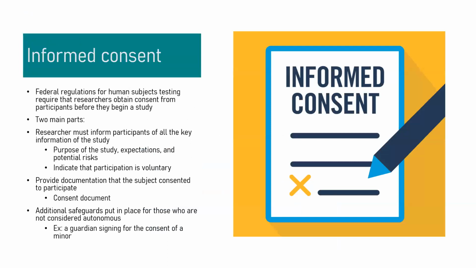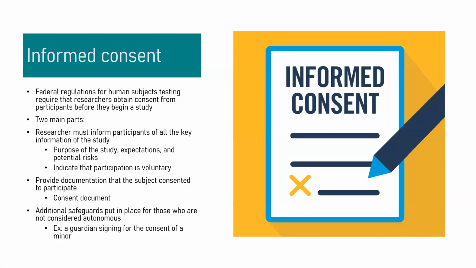And then, kind of going off of privacy and confidentiality, is the consent form. A main aspect of the IRB is informed consent. This is the idea that researchers must gain consent from participants when running human subjects testing. This consists of two separate parts. Firstly, researchers have an obligation to inform participants of all key information in the study. That way they are able to make an informed decision on whether or not to participate.